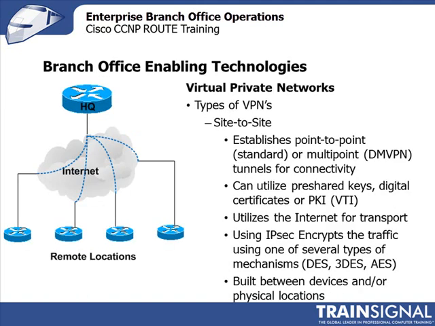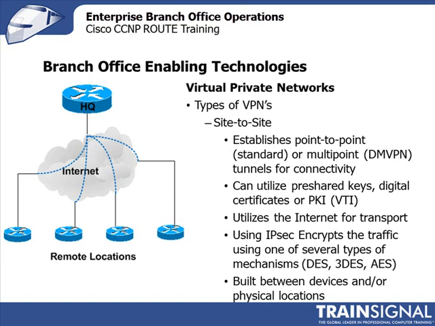Virtual private networks, another very important enabling technology for branches, because in many cases, instead of a private WAN circuit, it's being built over a VPN, over the internet. And this can be done, first of all, with site-to-site. Site-to-site means that one device is creating an encrypted connection to another device. And this can be point-to-point, much like the GRE tunnels that we talked about, or multi-point.